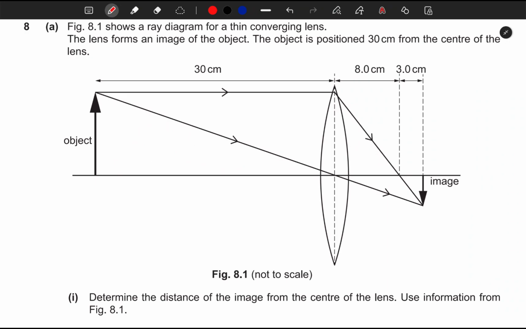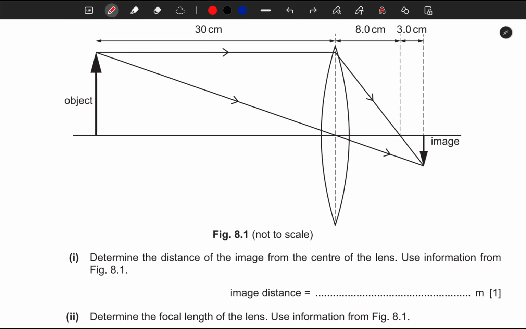Figure 8.1 shows a ray diagram for a thin converging lens. A converging lens is a type of lens where the rays are able to meet somewhere and form the image there. The lens forms an image of the object. The object is positioned 30 centimeters from the center of the lens. I think you can see that distance from there to there. Next, we can also see that from the center to there it's 8, and again from there to there it's 3, and the image is being formed there.